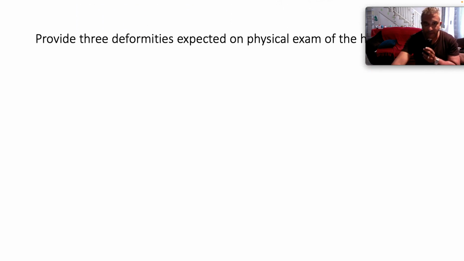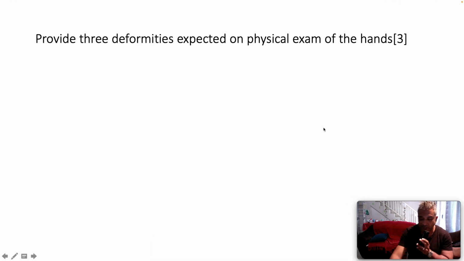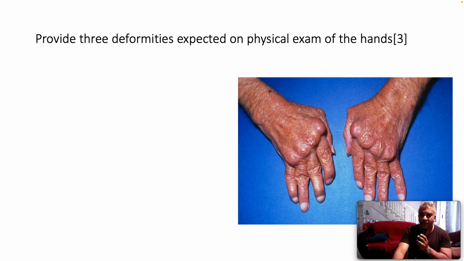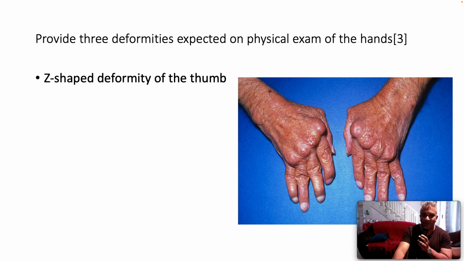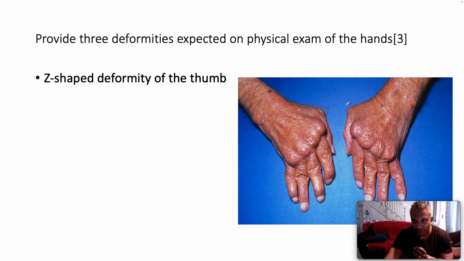Alrighty. Provide 3 deformities that you would expect to see on physical examination of the hands. So, we have been through rheumatoid arthritis in depth in a previous video, so I strongly encourage you to go and have a look at that comprehensive video looking at the overview of rheumatoid arthritis. But in general, you expect to see these beautiful things right here. Z-shaped deformity of the thumb. Let me just get my pen in there so we can annotate that and show you where those are. Look at that, Z-shaped deformity of the thumb, right?